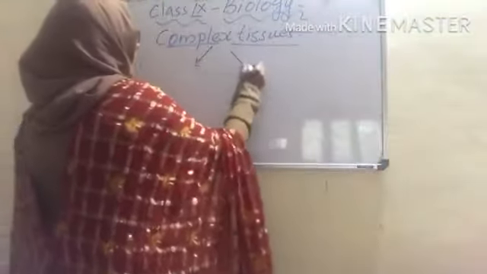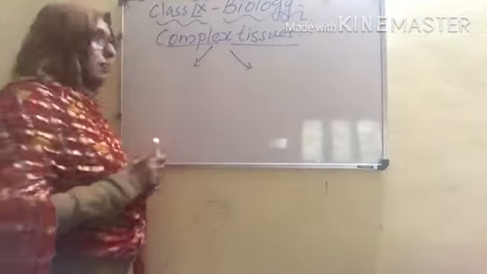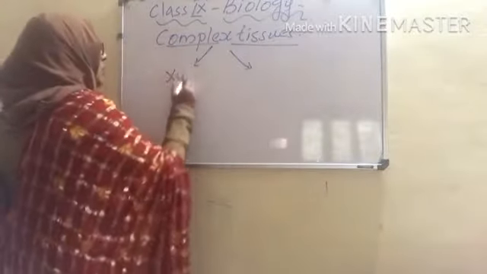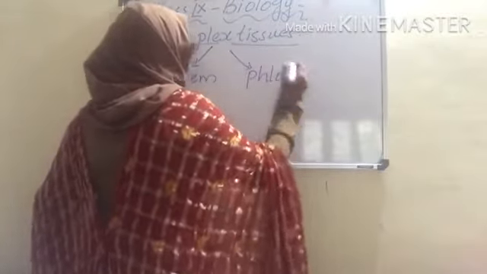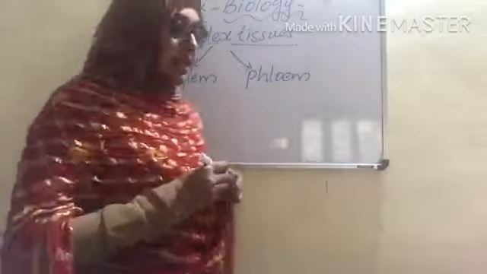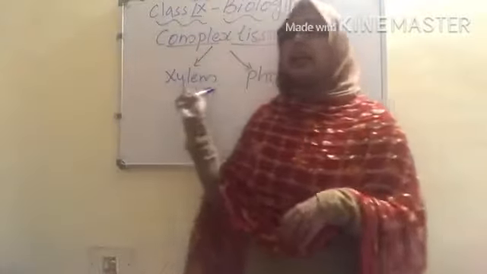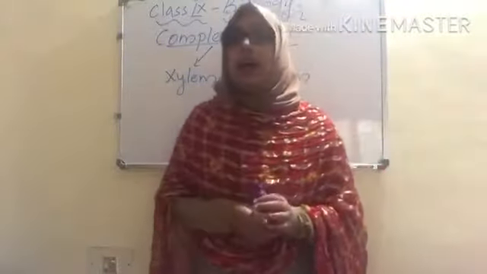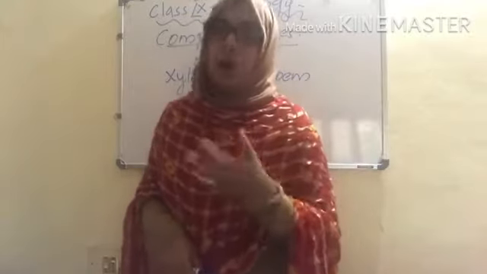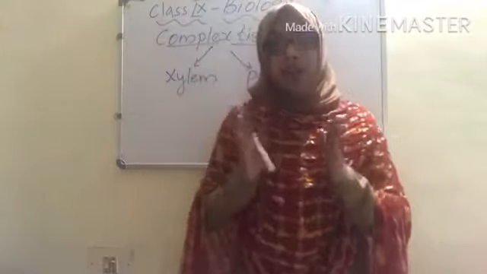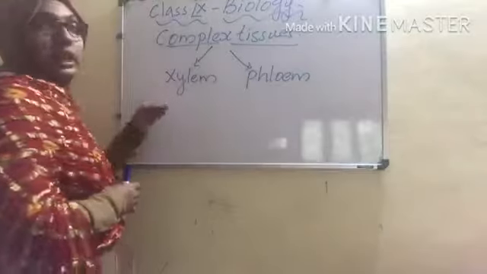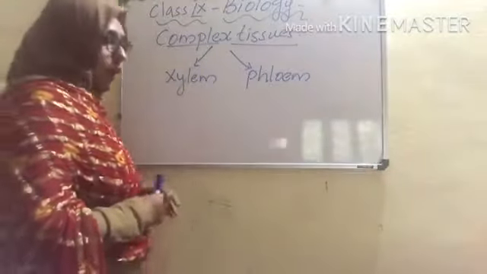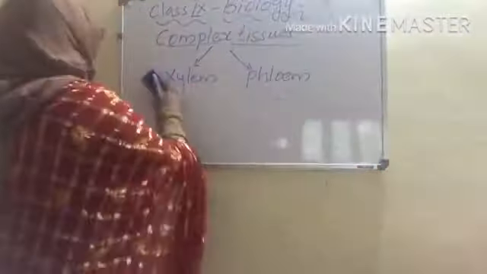Two main complex tissues are involved in plants, and they include xylem and phloem. You have studied this in your lower classes, isn't it? These are the conducting tissues or the vascular tissues. The conducting property is a distinctive feature of plants, isn't it? So here we are going to deal with the xylem and phloem. First we can deal with the xylem.